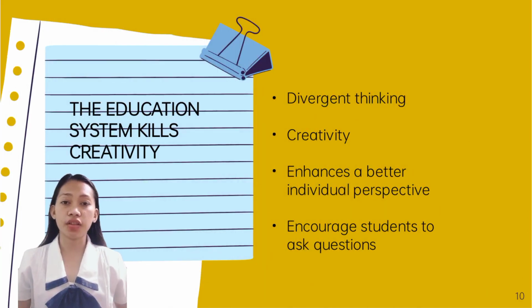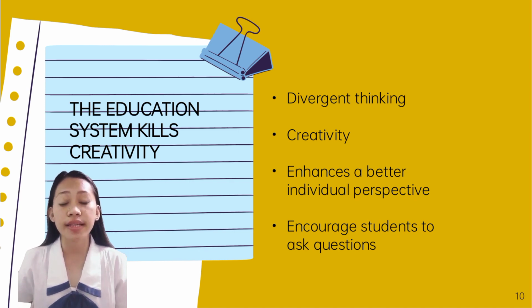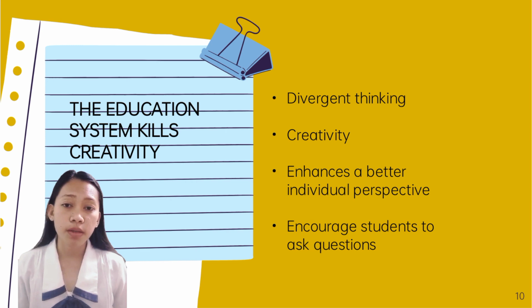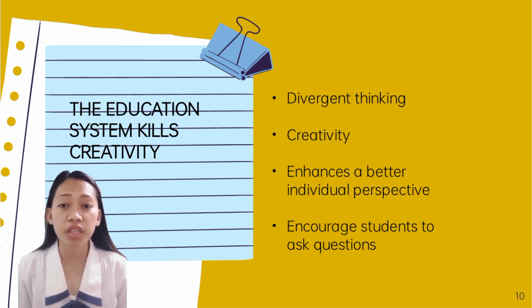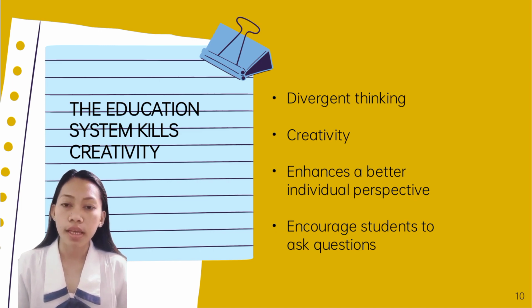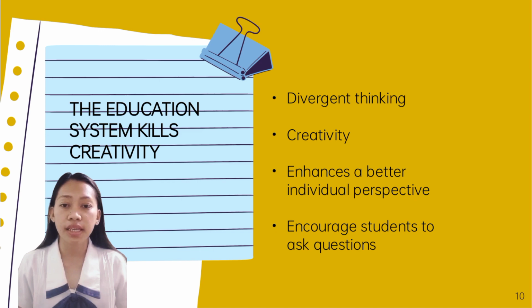The next theory is education system kills creativity. In divergent thinking, creativity enhances a better individual perspective and encourages students to ask questions. There was a great study done recently on divergent thinking, which is an essential capacity for creative thinking. So what is creativity? Creativity is about self-imagination, self-expression, and divergent thinking, in which students can enhance and develop their ways of thinking to create new things. So how do you incorporate divergent thinking in the classroom?